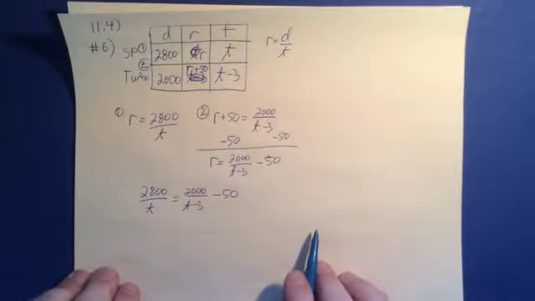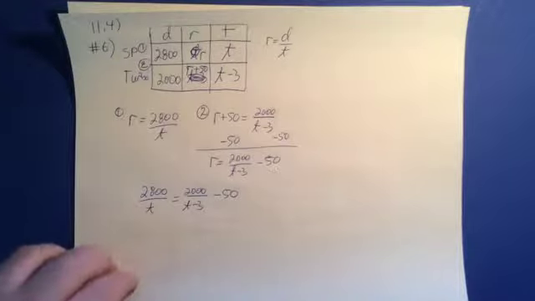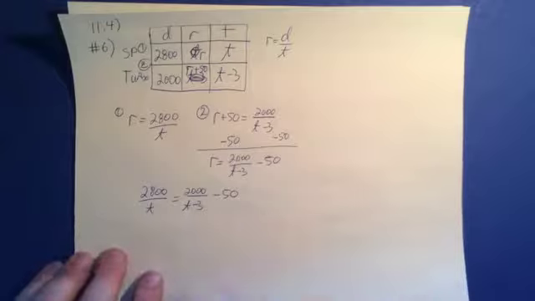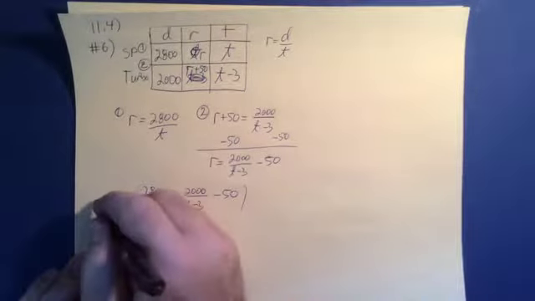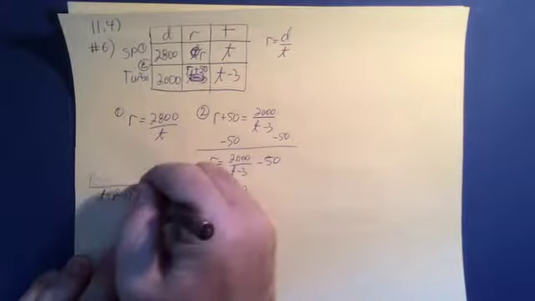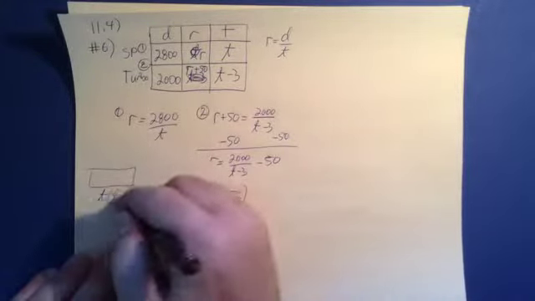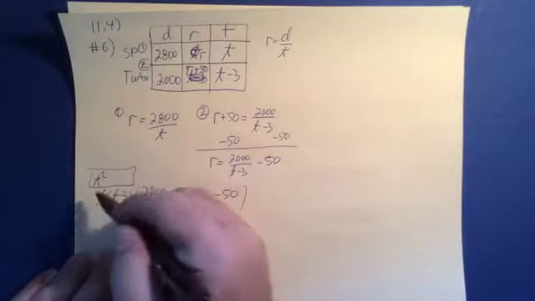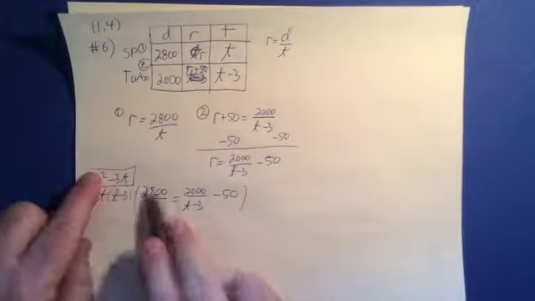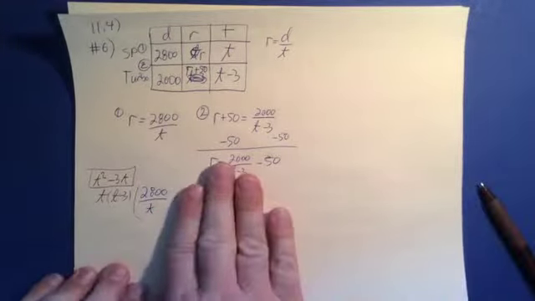As I do that, I need to determine what I'm going to multiply everything by. I have T and T minus 3 in the denominator. So I'm going to multiply by the quantity T times T minus 3. Up on top here, when I multiply 50, nothing's going to reduce. So T times T will be T squared. T times negative 3 will be negative 3T. We're only going to use this one for the negative 50. Let's see what happens as we distribute.